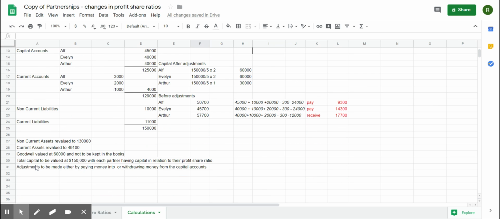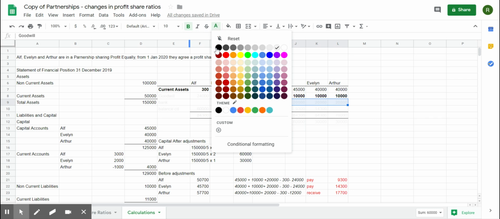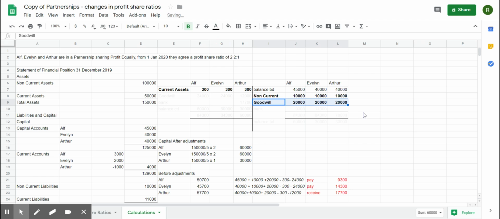Goodwill is going to be valued at 60,000 and it's not going to be kept in the books. So first of all, when we give the goodwill, we debit the goodwill account because it's an asset, and therefore we need to credit the partners, and we need to credit them in relation to their profit share ratio, which in this case is going to be equal. So each partner gets credited for 20,000.